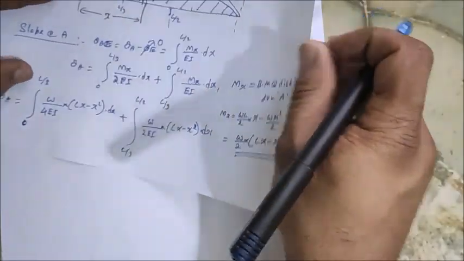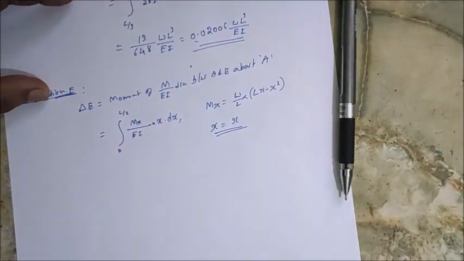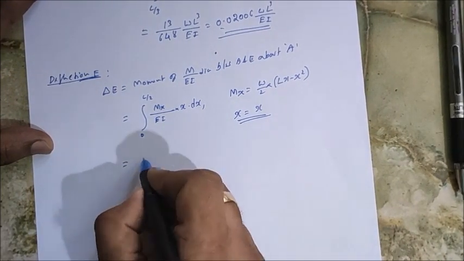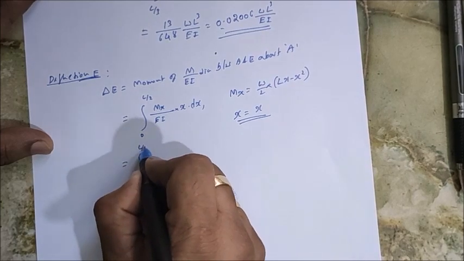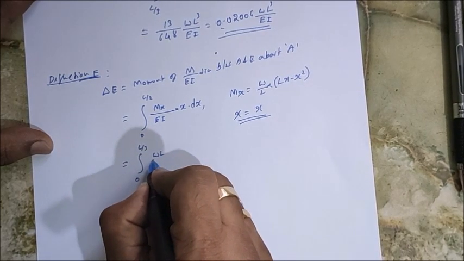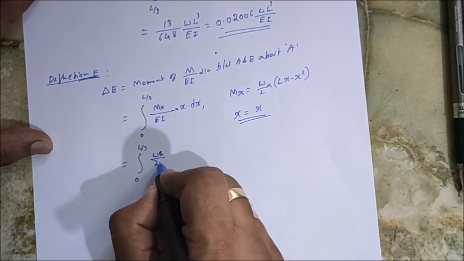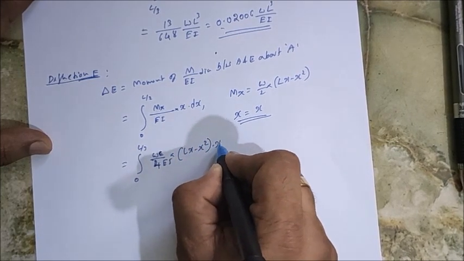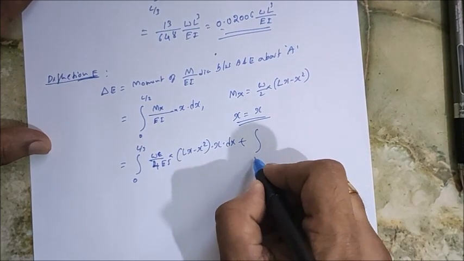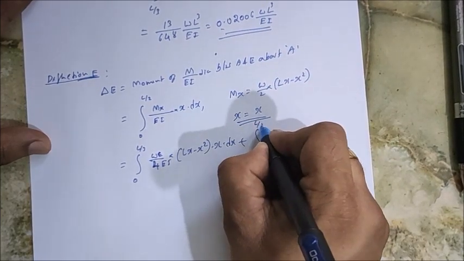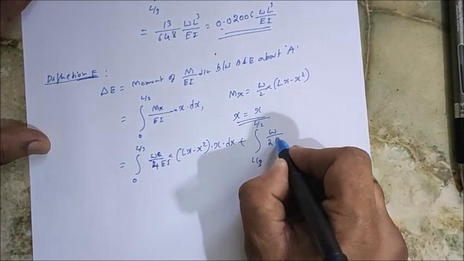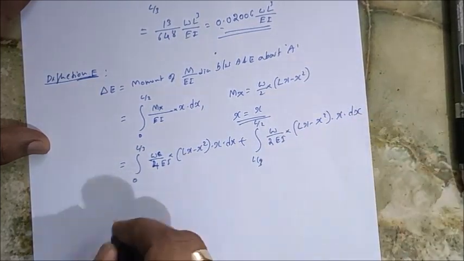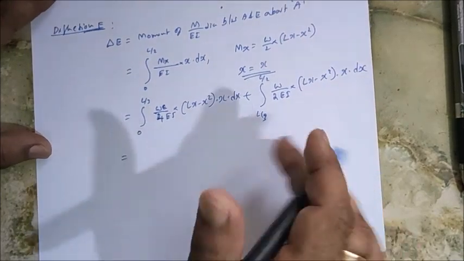Now split this into two regions as we discussed in the previous segment, which is equal to integration 0 to L by 3, W by 2 into 2, so 4EI, into Lx minus x square into x into dx, plus integration L by 3 to L by 2, W by 2EI into Lx minus x square into x into dx. So let's do the integration part.